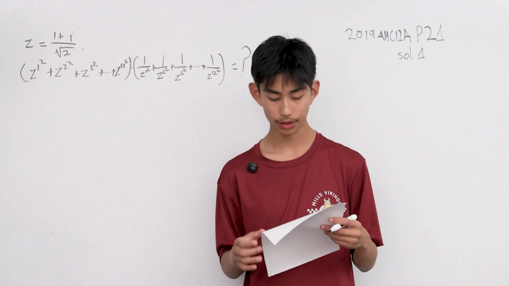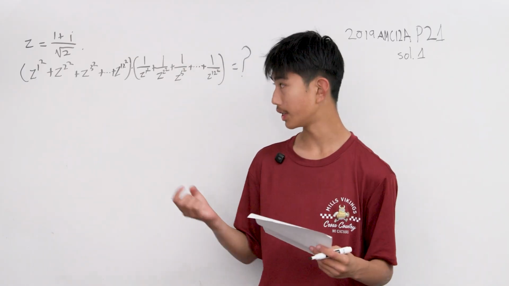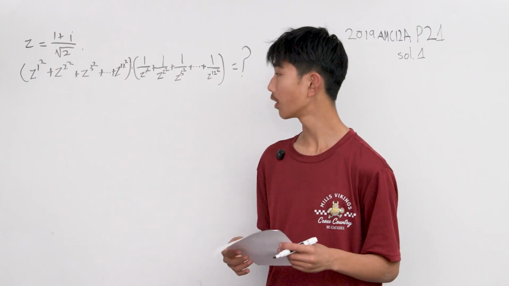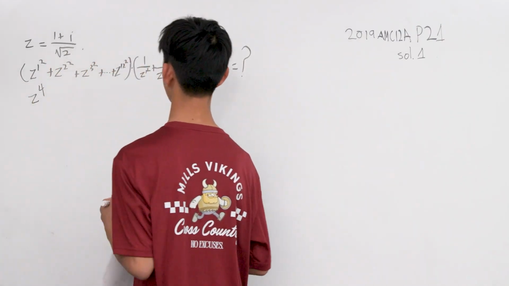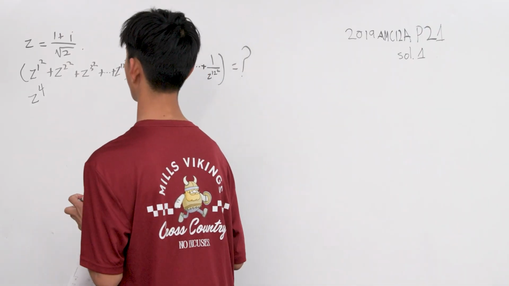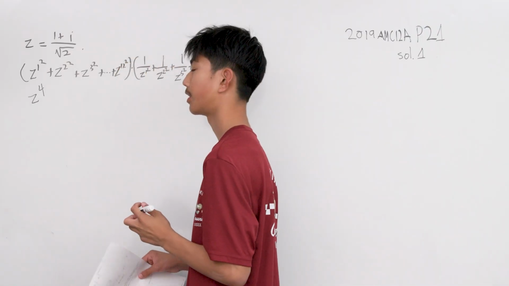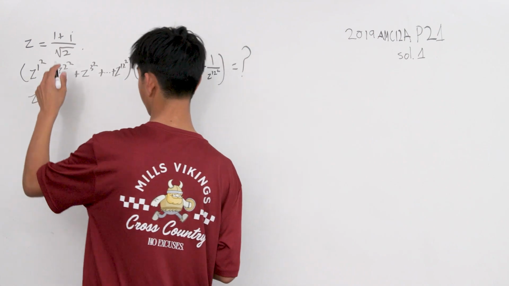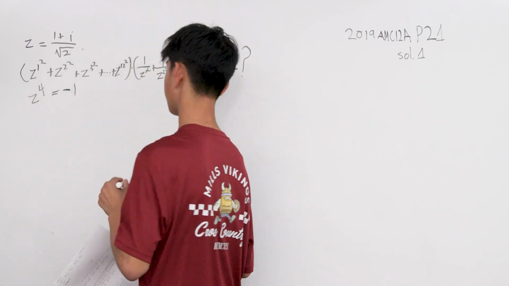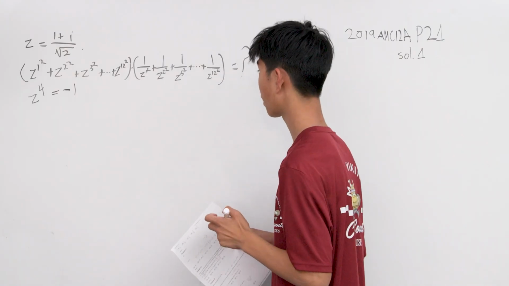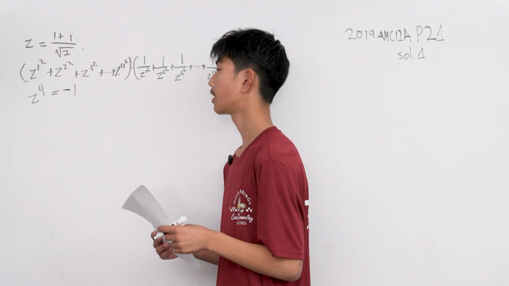So first, what you can do is calculate z to the power of 4. You could calculate z squared, but we can do z to the power of 4 for this case because you don't want any square roots. This is simply -1.